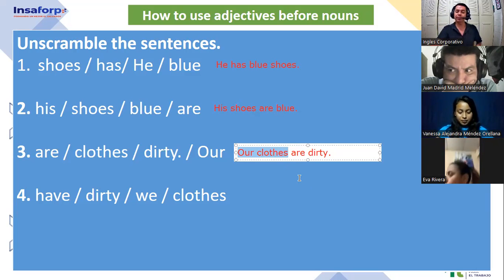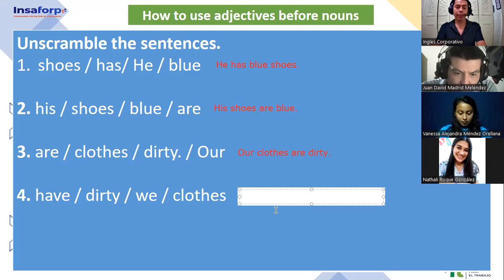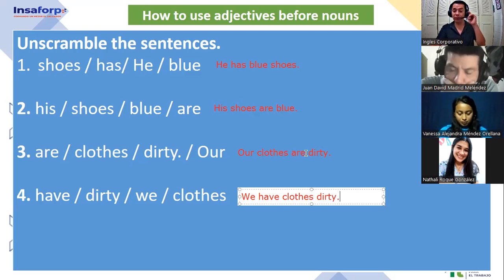Natalie, please. Natalie. We have clothes dirty, right? Como vimos en la anterior, primero es el nombre y después el adjetivo, ¿verdad? Porque tenemos el verbo to be. Pero hay verbo to be en la número 4. Natalie, ¿tenemos el verbo to be aquí? No, right. Entonces vamos a seguir lo de la número 1. ¿Sí?